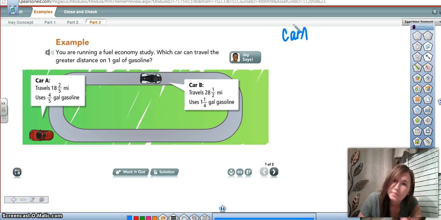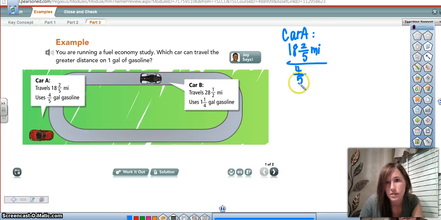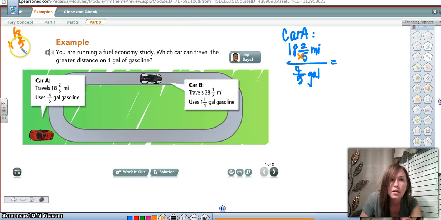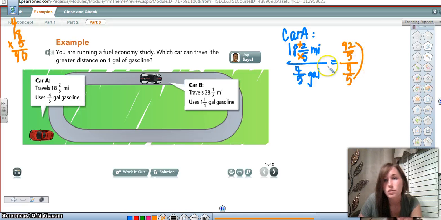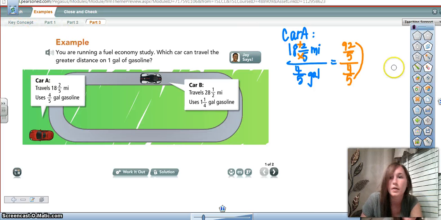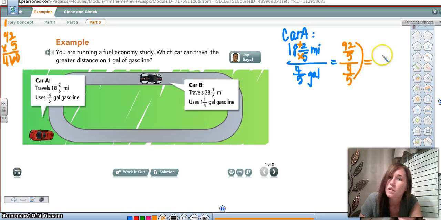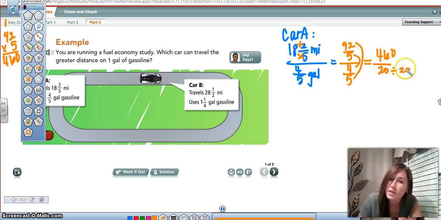So I'll start with car A. 18 2/5 miles on 4/5 gallons. All those yucky fractions. Okay, I'm going to go ahead and use our rainbow trick now. In order to do that, I do need to make this mixed number improper. 18 times 5, let's do it over to the side here, plus 2 is 92/5, and then we have 4/5. Okay, so we would do 92 times 5. They're really putting us to work on calculations here. And 5 times 4.